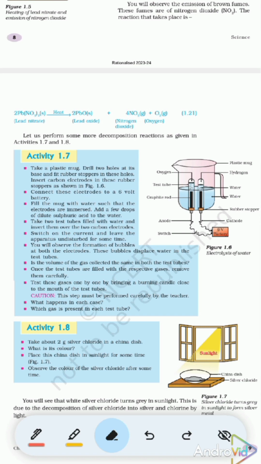So initially note what its color is. First we take 2 grams of silver chloride and note its color. After that we place this china dish in sunlight for some time. After that, note the color of the silver chloride.